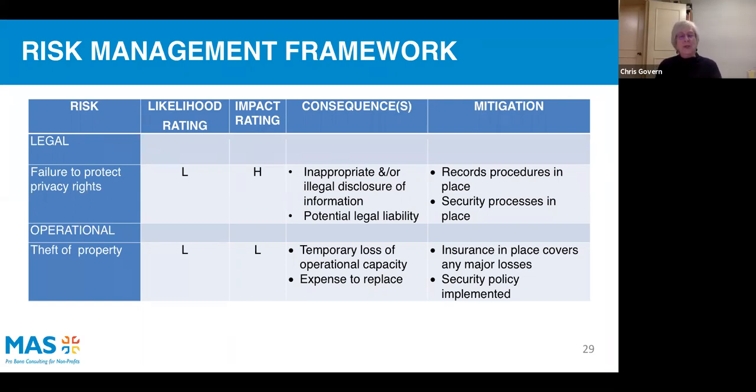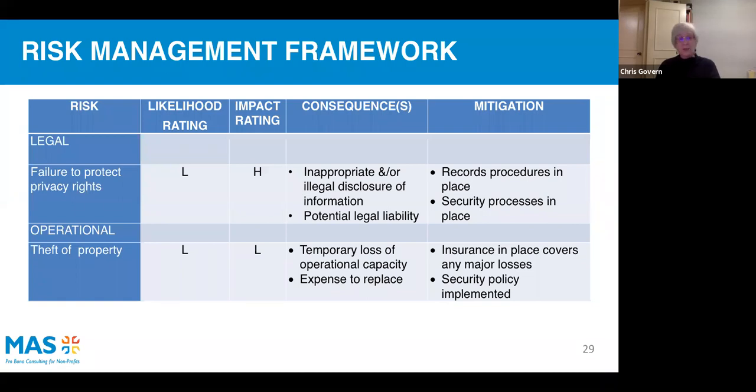So the failure to protect privacy rights would be a risk. I've rated the likelihood as low. I've got good records processes in place. I've got good security protocols in place. However, if it did happen, it would have a high impact, given the kind of client data I have and the kind of regulation that's out there. So the consequence could be an inappropriate or illegal disclosure of information. I could be open to potential legal liability. So I've said the likelihood is low, but the impact could be high. Again, those are judgment calls.